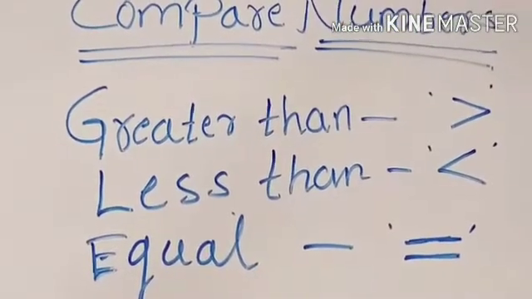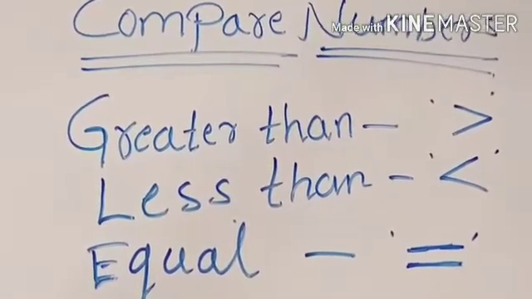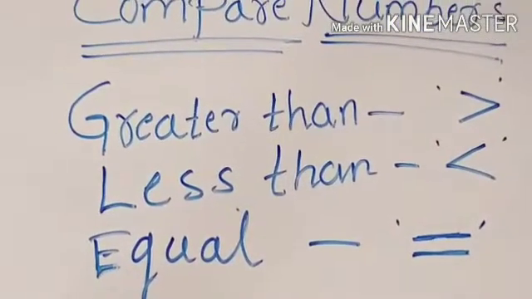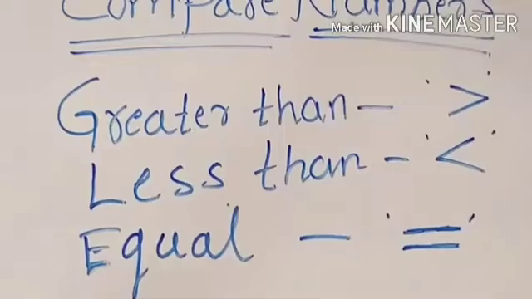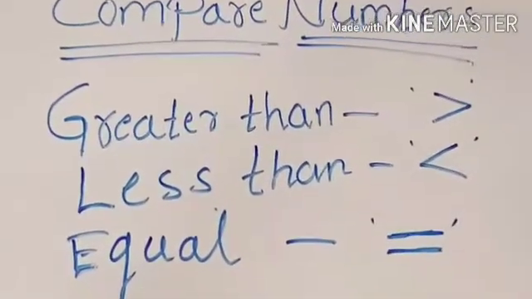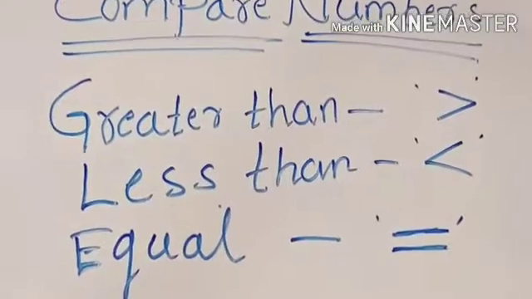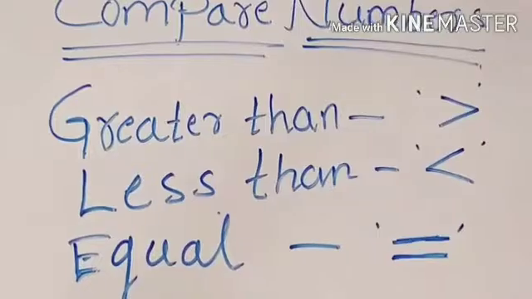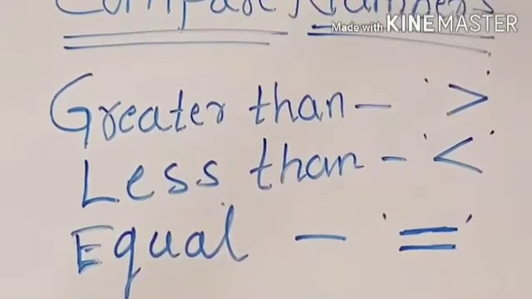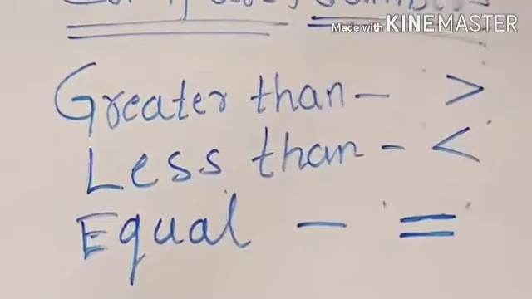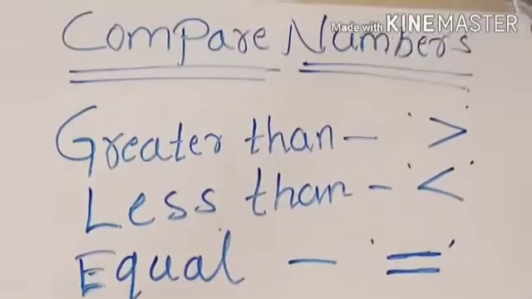What is the meaning of comparing numbers? Students, by comparing numbers, you have to understand that if two numbers are given to us, we have to find out which number is bigger or which number is smaller, or if both numbers are equal. So this is the meaning of comparing numbers.